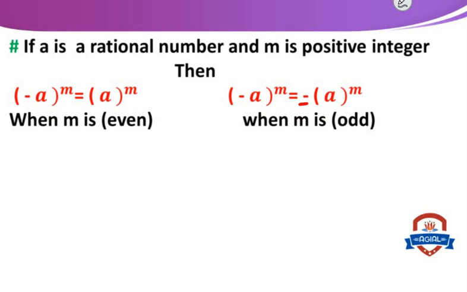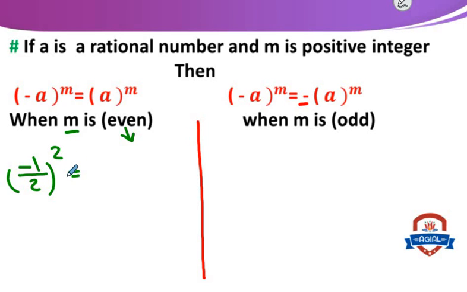Another rule, very, very important. If a is a rational number and m is a positive integer, then negative a to the power m equals a to the power m. Why? Because m is an even number. Again, cancel the sign. Negative a to the power m equals a to the power m when m is an even number. For example, negative half to the power 2 equals what? 2 is an even number, then it equals half to the power 2.